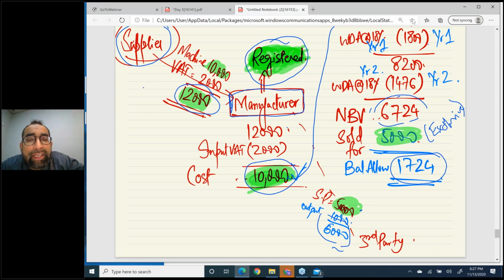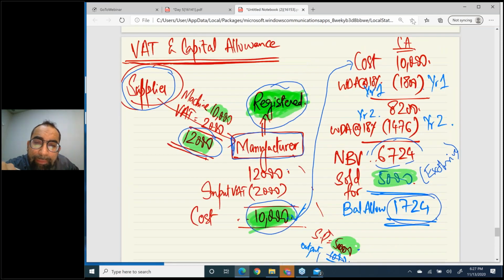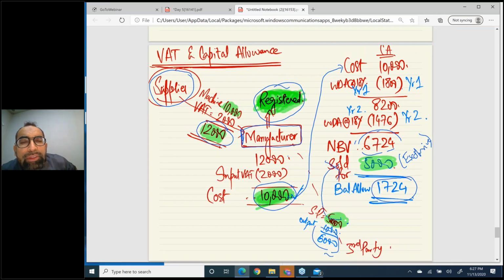So what's our selling price? Our price is only 5,000. So our price will go in the capital allowances working. Be careful: the cost borne by us will go in the capital allowance working, and the selling price, which is purely our selling price, will go in the capital allowance working. See this.